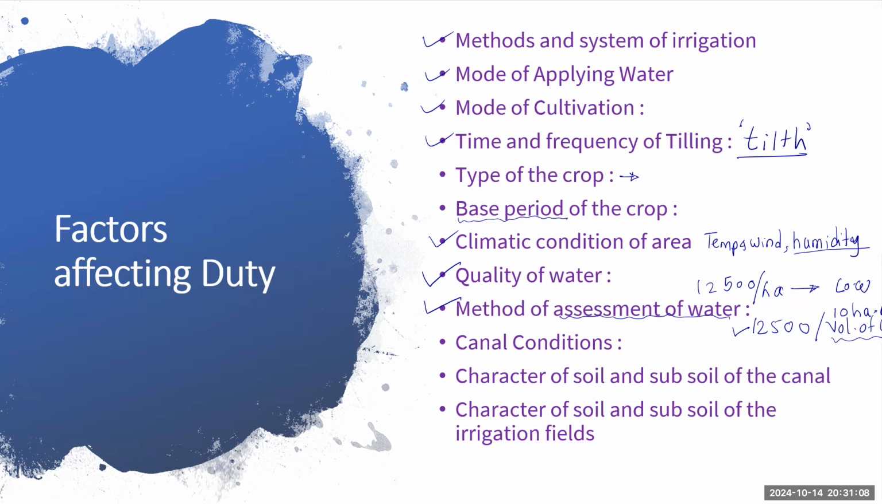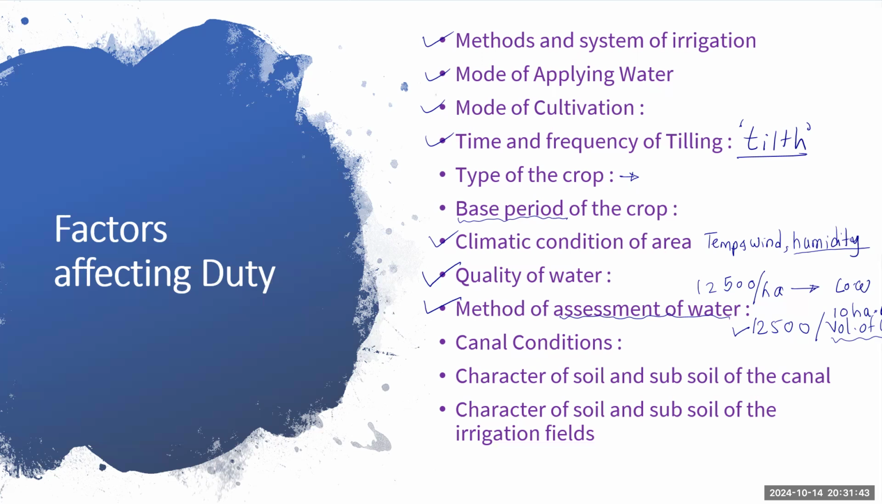The next factor is canal condition. If canal conditions are not good, meaning canals are not lined and protection is not provided, then there will be more percolation. So there will be more conveyance losses, and that's why the water to be supplied is more, and hence duty will be low. If canal conditions are good, if they are lined canals, then there are fewer losses due to percolation. So duty will be high.